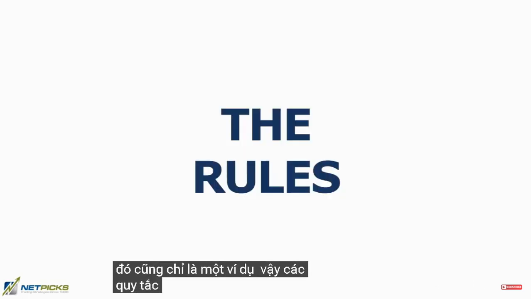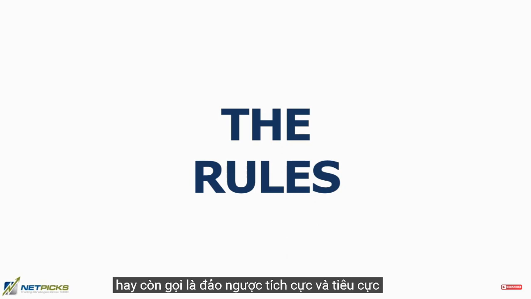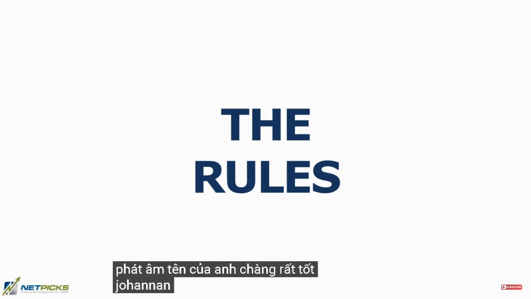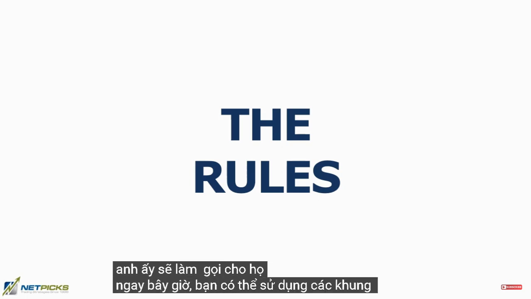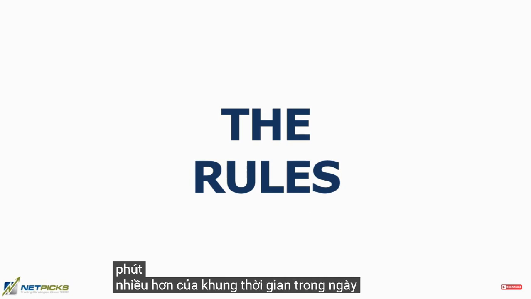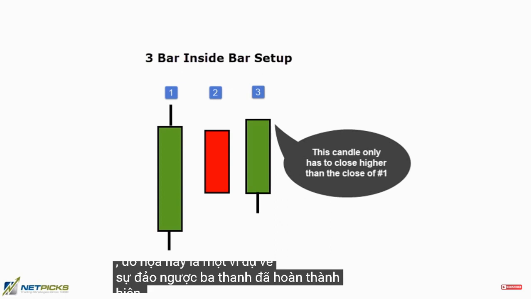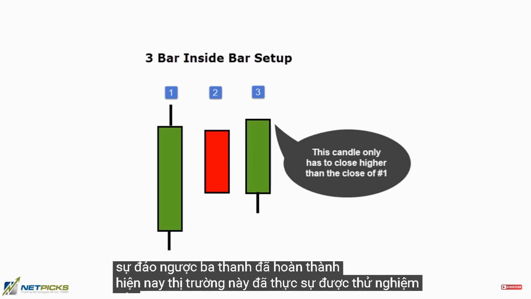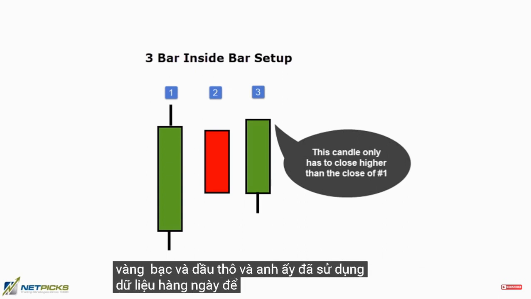So what are the rules? Well, this strategy is going to take long and short trading positions, otherwise known as positive and negative reversals. That is what Johanan Prathap, I can't pronounce the guy's name very well, would call them. Now you can use time frames including a daily chart, a weekly chart, even 5-minute charts, more of an intraday time frame. This graphic is an example of a completed 3-bar reversal. Now this was actually tested by the designer of the strategy on gold, silver, and crude oil, and he used daily data.